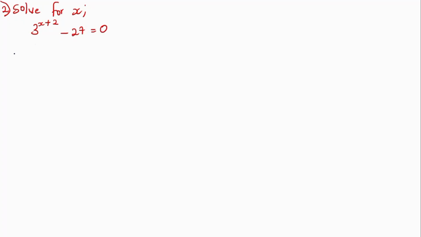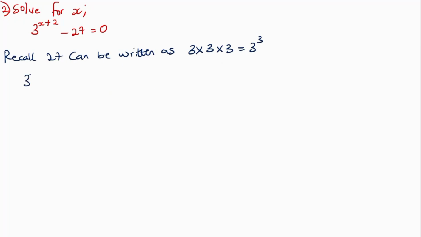So the first thing we want to do is recall that we can easily write 27 as 3 times 3 times 3, which is equal to 3 raised to the power of 3. So from this, the question becomes 3 raised to the power of x plus 2 minus 3 raised to the power of 3 is equal to 0. In order for us to complete this, collect like terms, and this becomes 3 raised to the power of x plus 2 is equal to 3 raised to the power of 3.